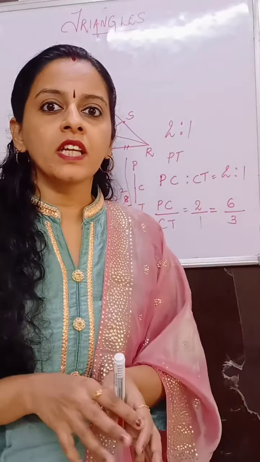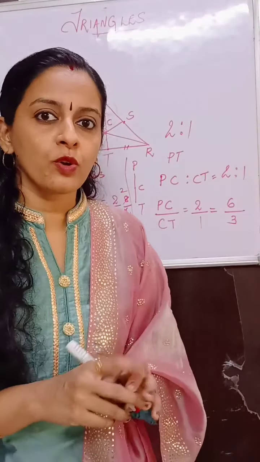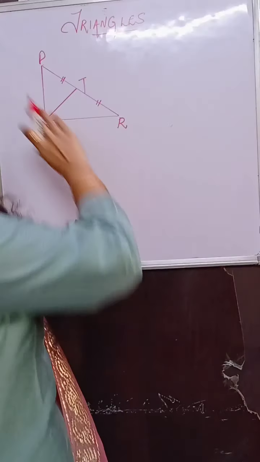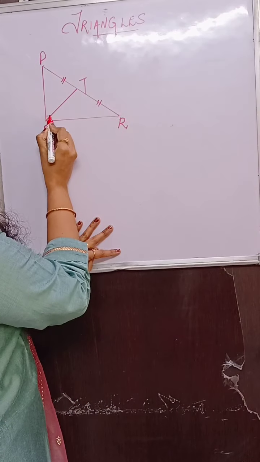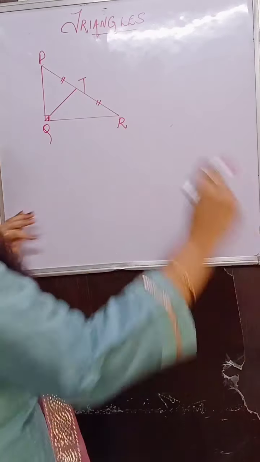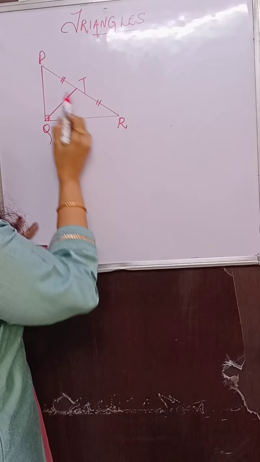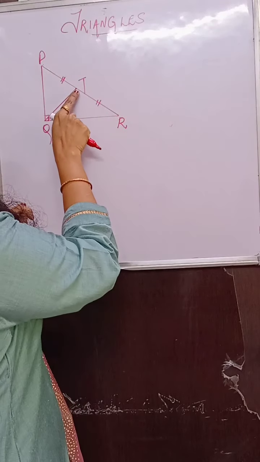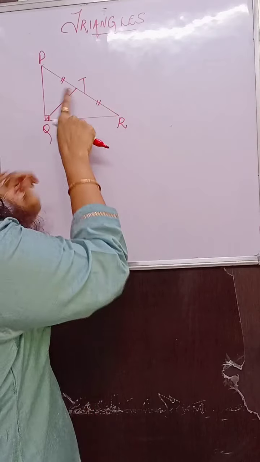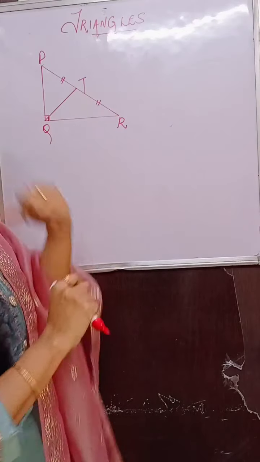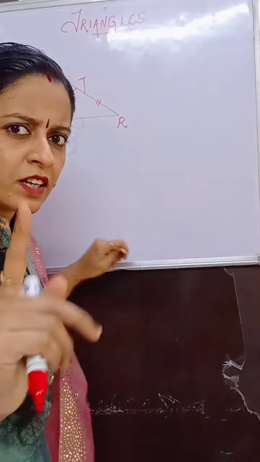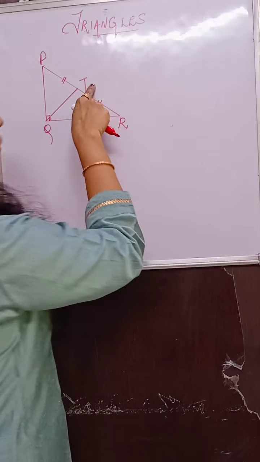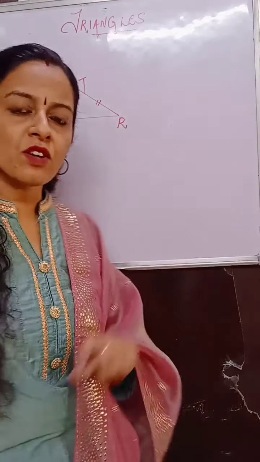Now, this median plays a special role when you have a right angle triangle. Let us discuss that. Please observe this right angle triangle. As you can see, perpendicular means it's a right angle triangle. Here I have shown it divided into 2 equal parts. That means T is the midpoint of side PR. What about QT? What is segment QT? QT is drawn from the vertex Q to the midpoint of the opposite side. That segment is called a median.